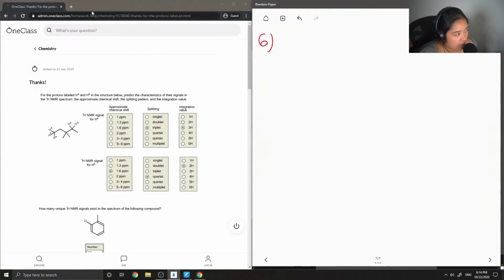For the protons labeled HA and HB, predict the characteristics of their signals in the H NMR spectrum: the approximate chemical shift, the splitting pattern, and also the integration value. This is a 2-part question again. Let me write down this structure.